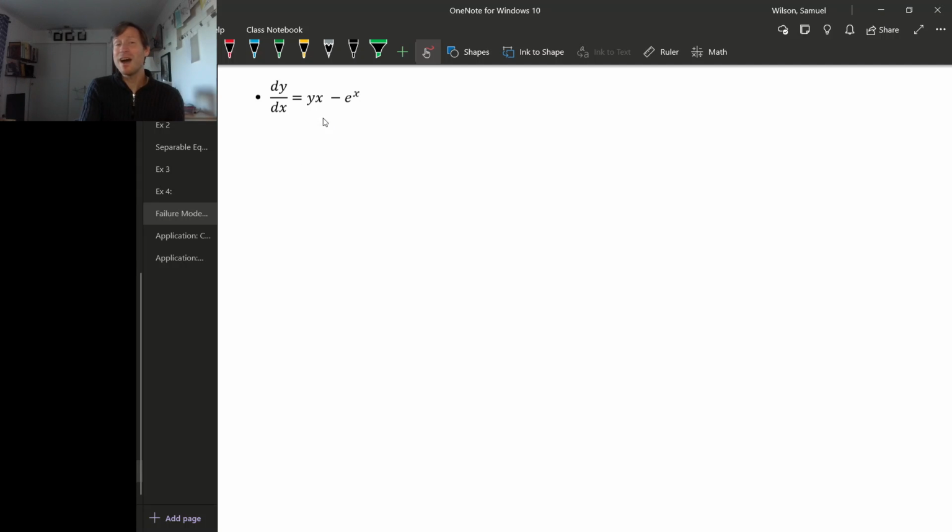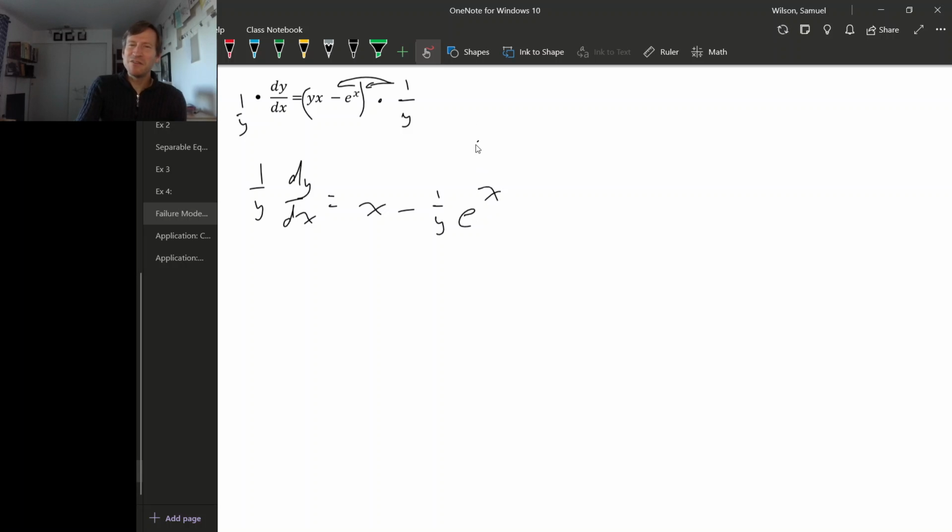So if we try to separate the variables, one thing we might do is multiply both sides by 1 over y, maybe. So on the left-hand side we get 1 over y dy/dx equals, on the right-hand side when we multiply by 1 over y, we're going to have to distribute that 1 over y. We get x minus 1 over y times e to the x. Well, we still have y's on the right-hand side, so we haven't made any progress here.